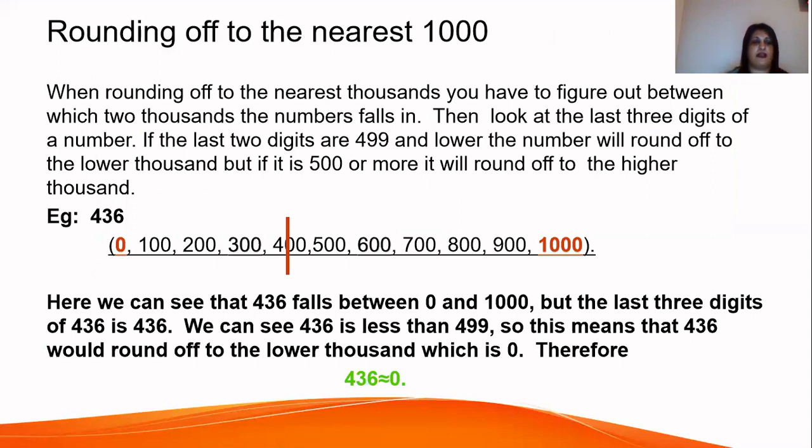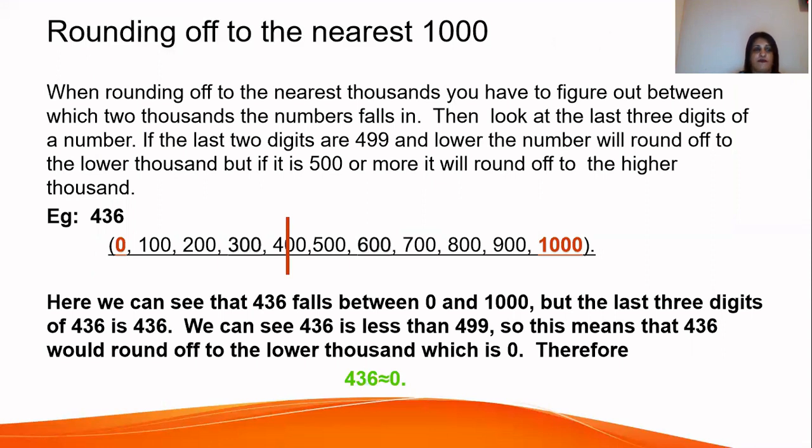I hope that clip helped you. Now let's go to the nearest thousand. Now when we're looking at thousands, we're looking at the last 3 digits of the number. If the number is 499 or less, we round down. And if it's 500 or more, we round to the higher thousand.